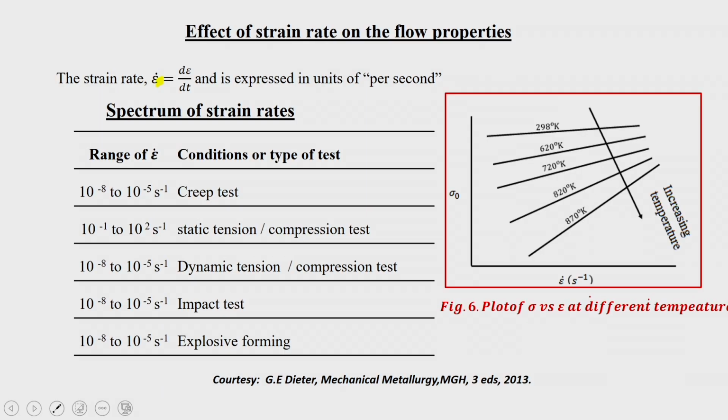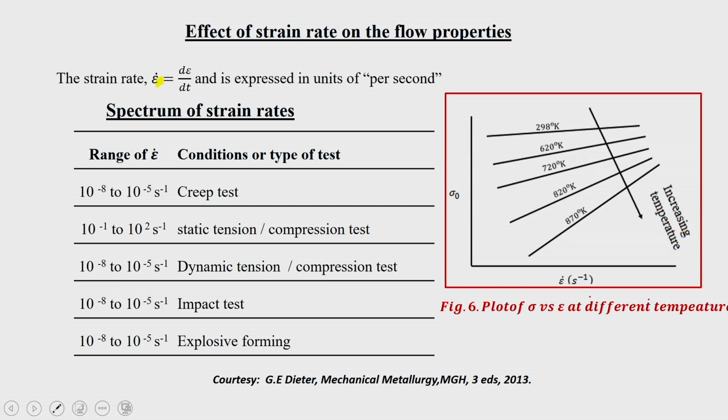The range of strain rate, you will see, is from 10 to the power minus 8 to 10 to the power minus 5 per second. That corresponds to creep testing, where the deformation rate is very small. It may take several years to get a small amount of strain. So that corresponds to creep testing or creep phenomena.